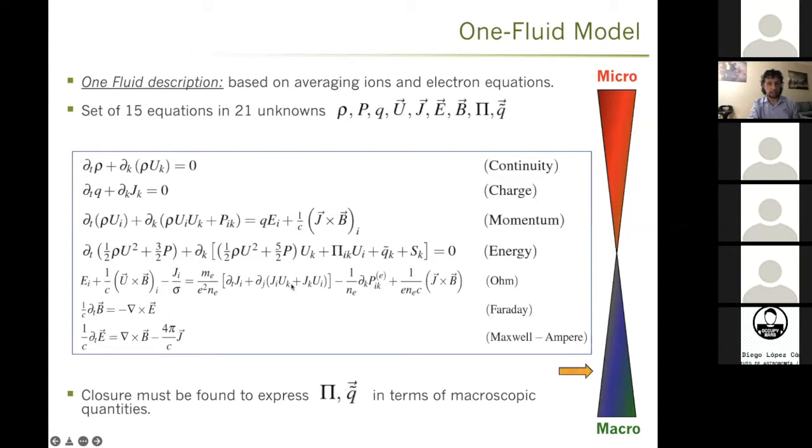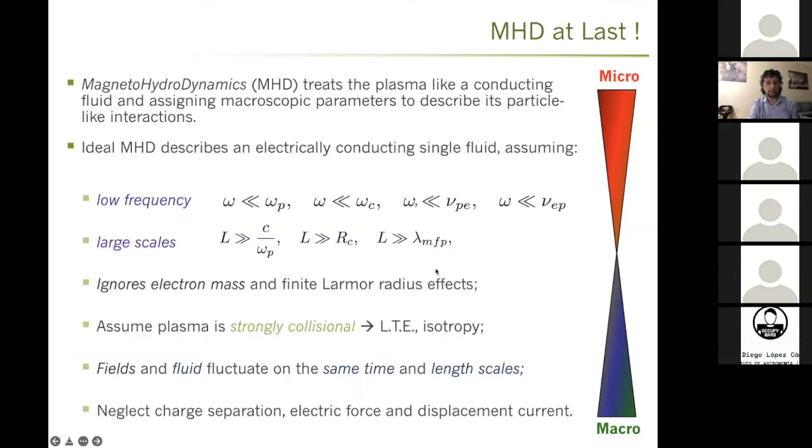Now, this law is really difficult to solve because as long as you keep the physics of electrons, you will always have problems with the time step, because the electrons move very fast and protons are very slow, essentially. This is the idea. That's why people don't usually solve the one-fluid model unless it's strictly necessary, but they really go to MHD, which is the simplest model to treat an astrophysical plasma at large scale.